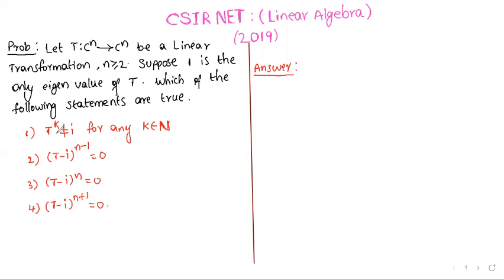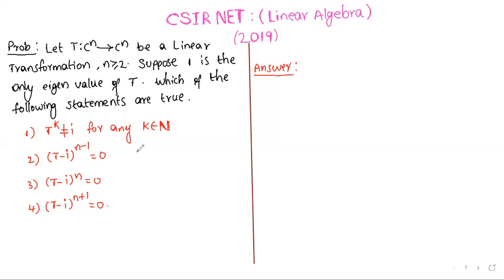Option 1: T^k is not equal to I for any k belonging to the natural numbers. Second option, (T minus I)^(n minus 1) equals 0. The third option, (T minus I)^n is equal to 0. The fourth option, (T minus I)^(n plus 1) is equal to 0. So by using these four options, we have to find which is correct for the given linear transformation T.